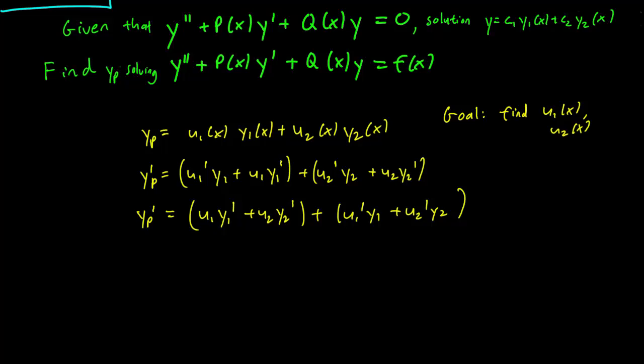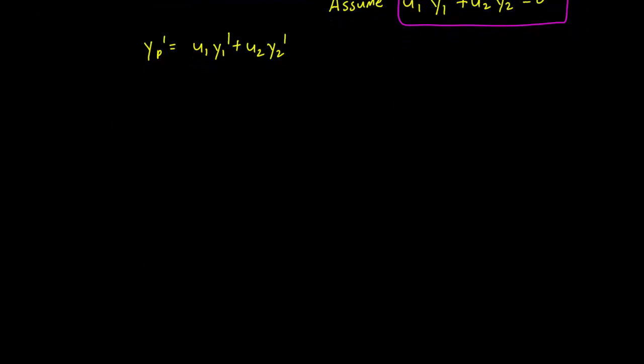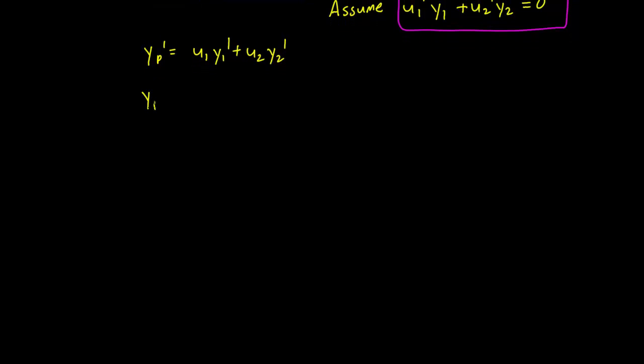So we assume u1' y1 plus u2' y2 equals 0. This is our second equation. So now we have two equations, this one and this one, and two unknowns, so it makes sense that we should get a single answer for u1 and u2. But what this choice of the second equation does is that it makes our job a little bit easier. So now we just have yp' equals u1 y1' plus u2 y2'. And what we can do here is to take the derivative and use the product rule again. And this time we're going to get this.